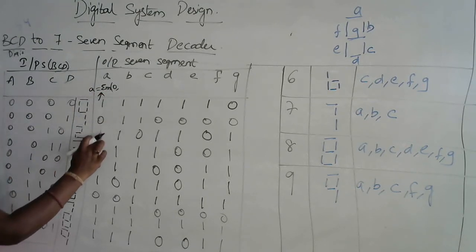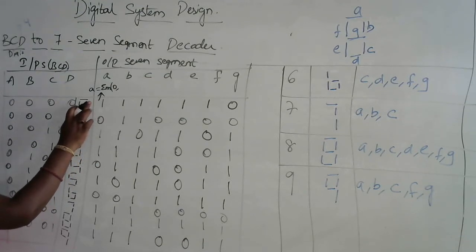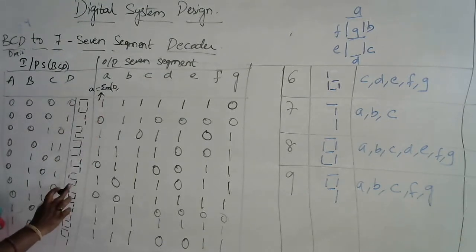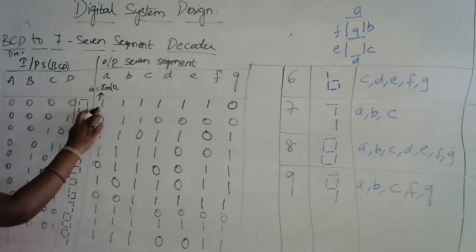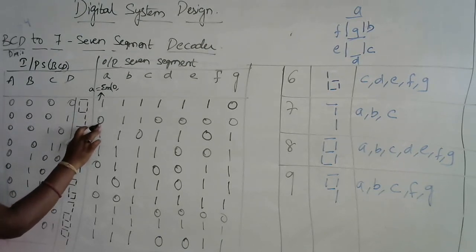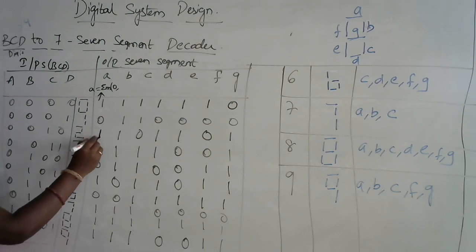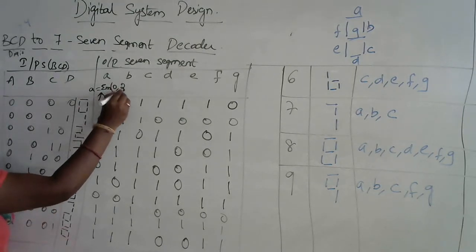This is 1. As I am saying, it is an SOP expression, wherever the output is 1, the corresponding input should be written. This is 0. Here, as it is 0, you should not write this. The next one is 1. This one is equivalent to 2.